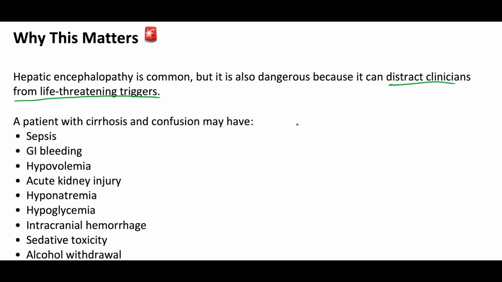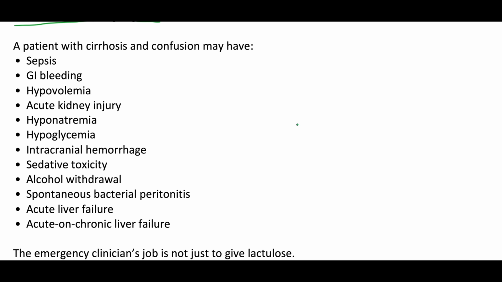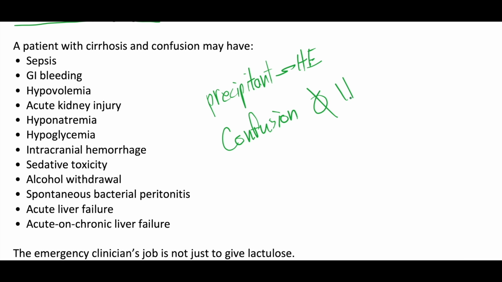It's like DKA or HHS. You always want to know what the precipitant is, because a patient with cirrhosis and confusion may have a lot of different things going on. And you always want to think about, is there a precipitant that is causing hepatic encephalopathy, or is there confusion going on that is actually not hepatic encephalopathy?